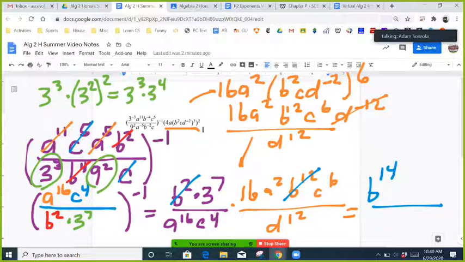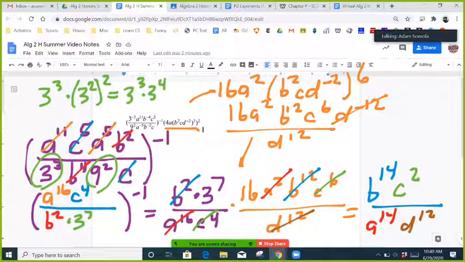And then if we look at our a's, we got a to the 2nd over a to the 16th. So that's going to be a to the 14th in the denominator. We also have c to the 6th over c to the 4th, so that's going to be c squared. And then we got d to the 12th, which will just be down here.